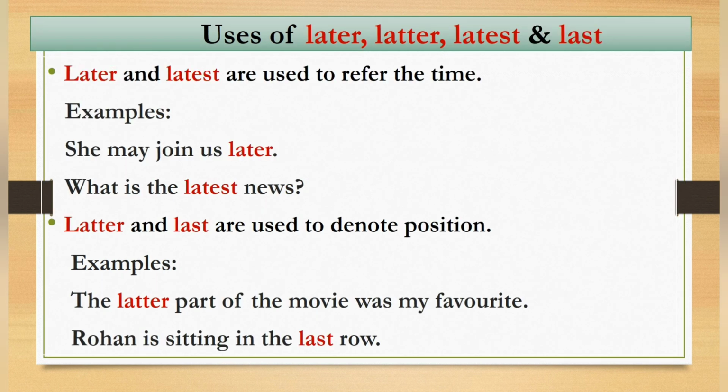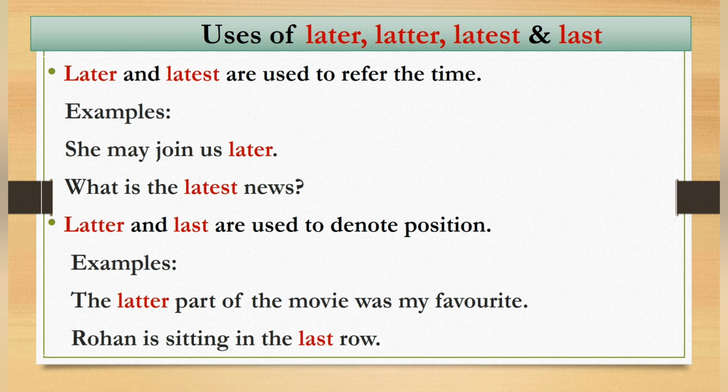We will discuss the uses of later, latter, latest and last. We use later when referring to time, and latest means most recent or the newest one. So we can say that later and latest are used to refer to time. Examples, she may join us later. What is the latest news?